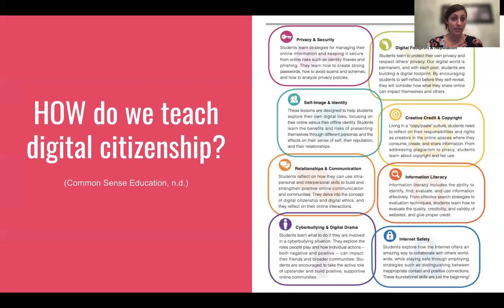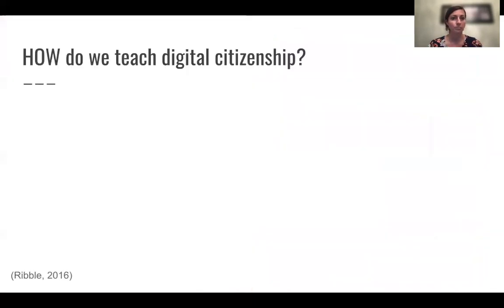I know myself, when I think about digital citizenship, just at first blush, a few of these came to mind. But as I dug into it deeper, I thought, oh wow, there's more to it that I even need to attend to. And so this gives us a holistic view.